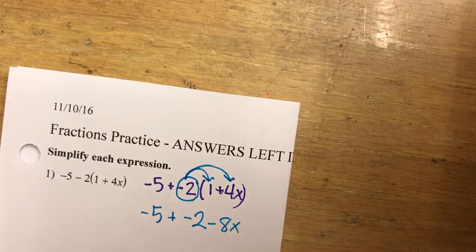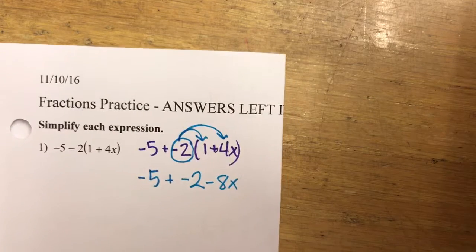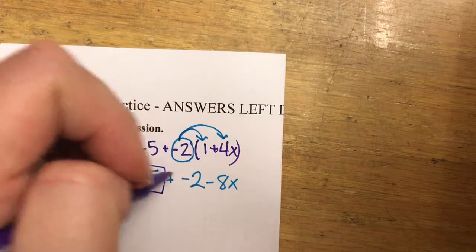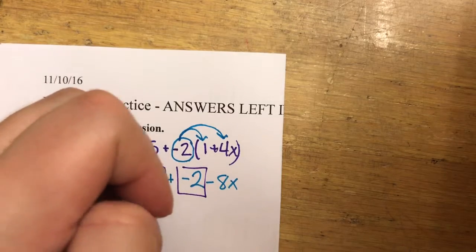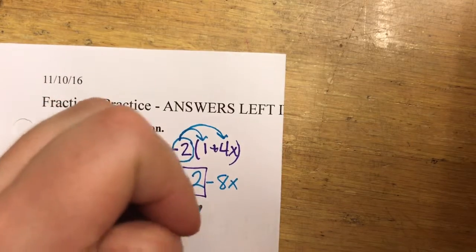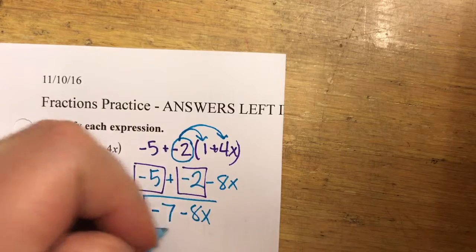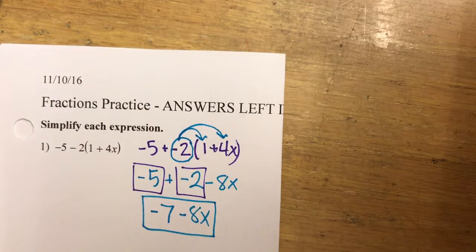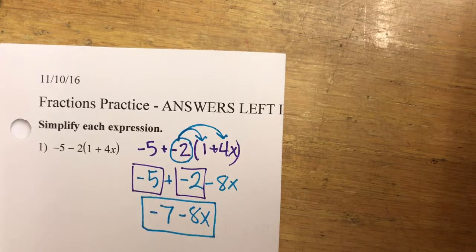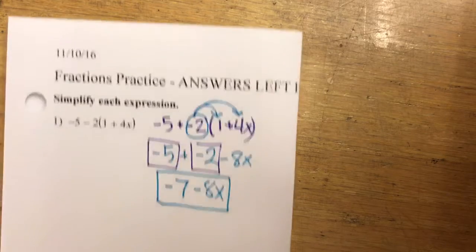So now we're not quite finished. We need to definitely simplify. So combining like terms, I have a negative 5 here and a negative 2 here, and that becomes negative 7, and then we bring down the negative 8x. And so that is our answer there. So again, I'm going to do 2 more examples like this. Just getting used to adding this plus in there is going to really help us out.